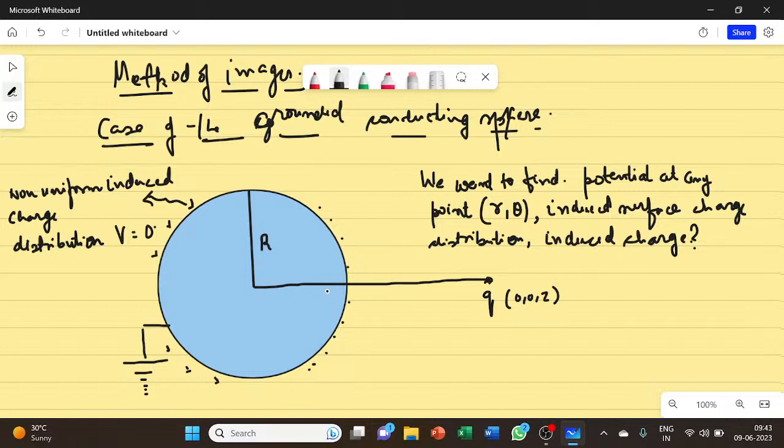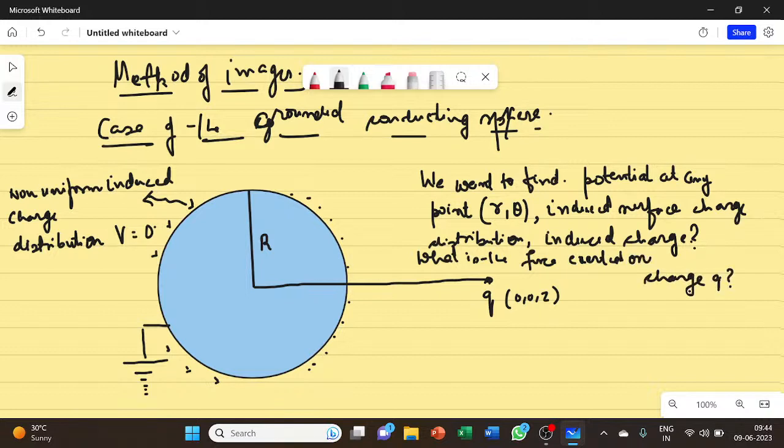We also want to find what will be the total induced charge over this particular surface, that is this conducting surface. Because of this charge q, there would be some negative charge induced, and because of this it will feel a force. We also want to find what is the force exerted on charge q.